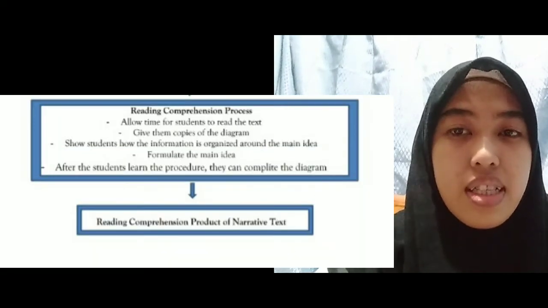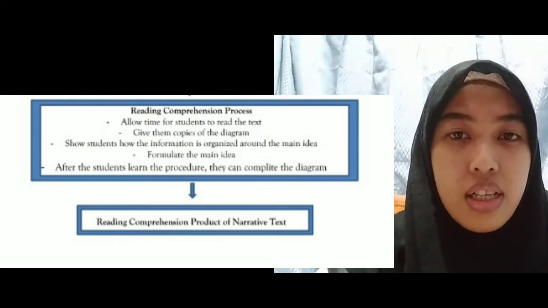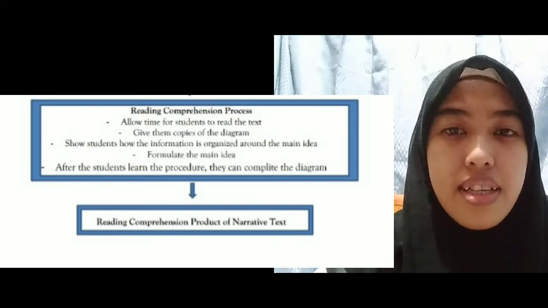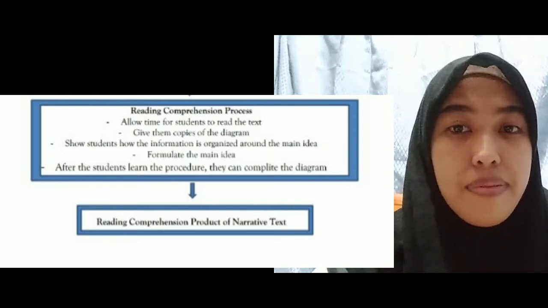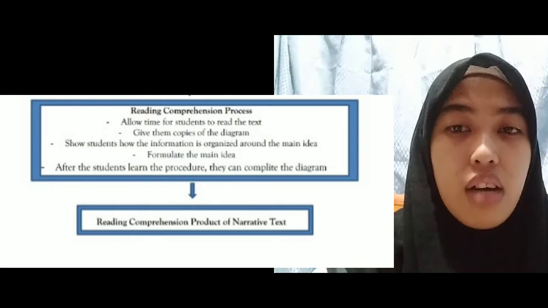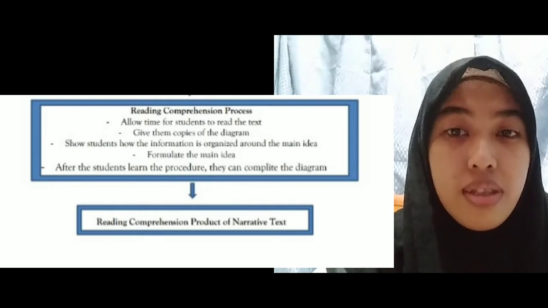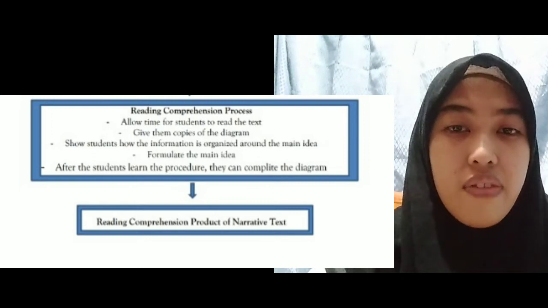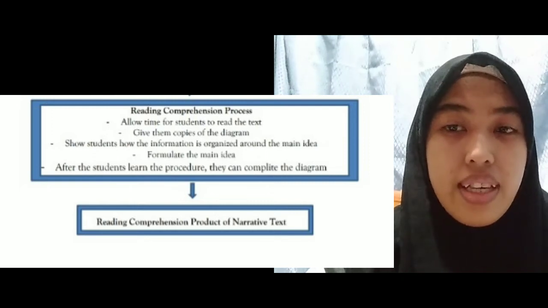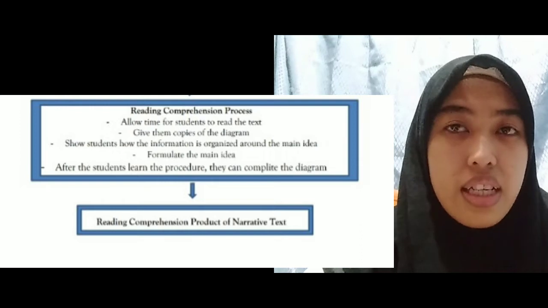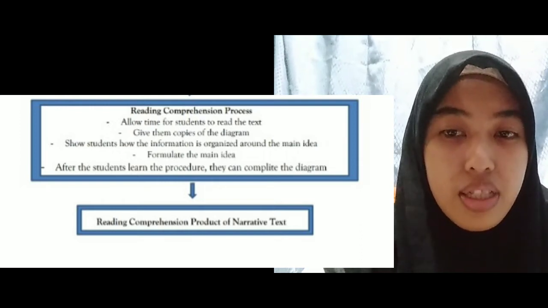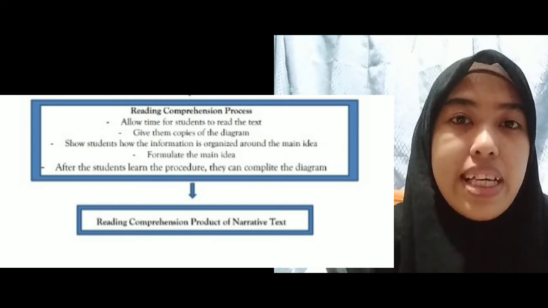And then the reading comprehension process includes allowing time for students to read the text, and then giving them copies of the diagram, and then showing students how the information is organized around the main idea, and then formulating the main idea. After the students learn the procedures, they can complete the diagram. And this is how we can produce a reading comprehension product of narrative text.